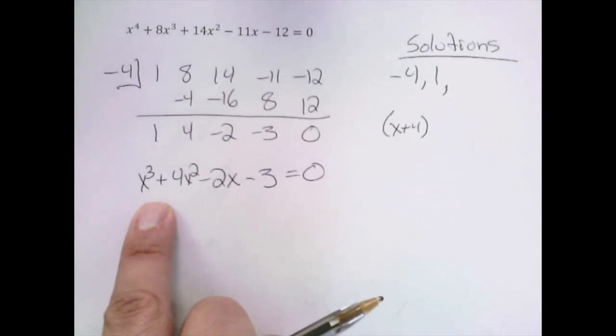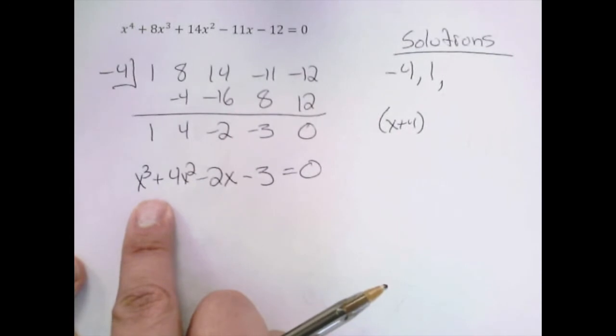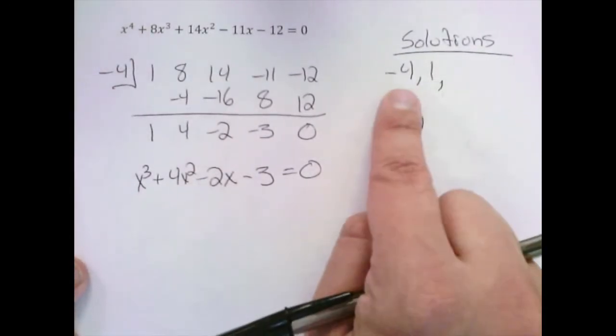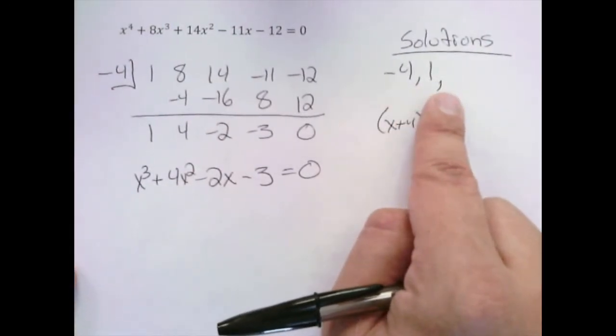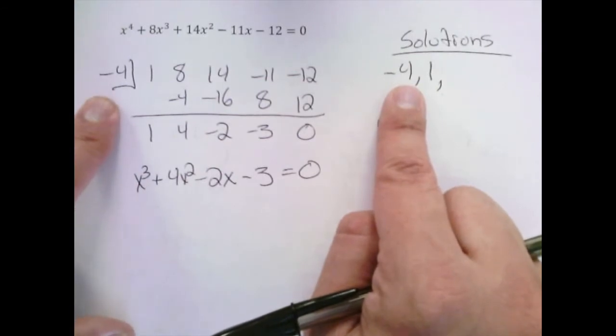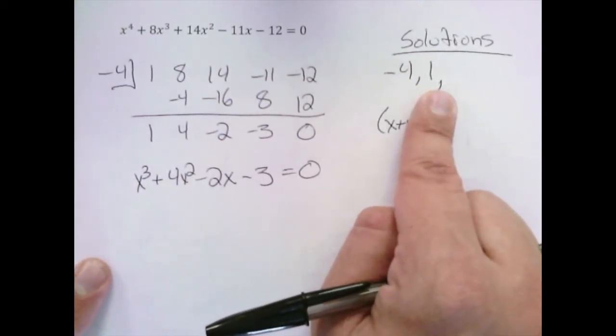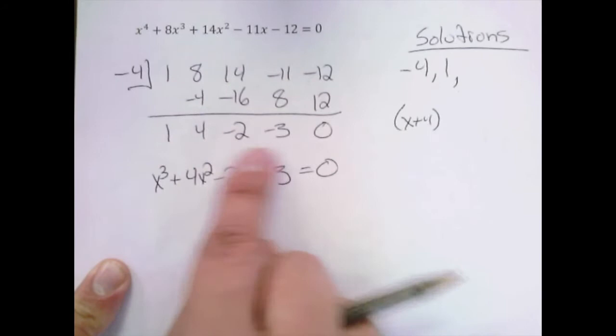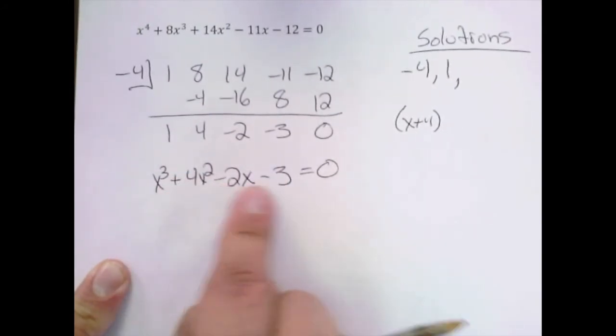Instead, I would like to work with a quadratic. So here's what you could do. Keep doing the division, okay? Do division as many times as you have solutions to work with. So I used negative 4. Why not use 1? I'm essentially going to pick up where I left off from last time with this 1, 4, negative 2, negative 3.